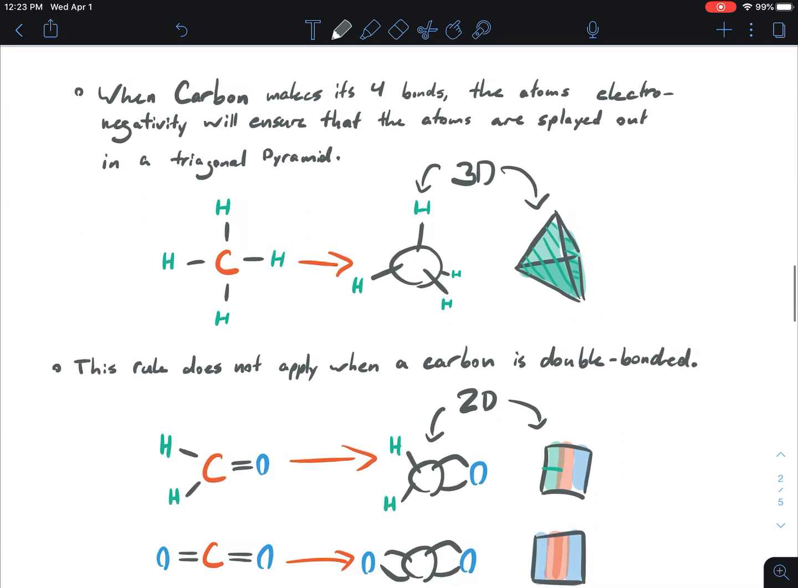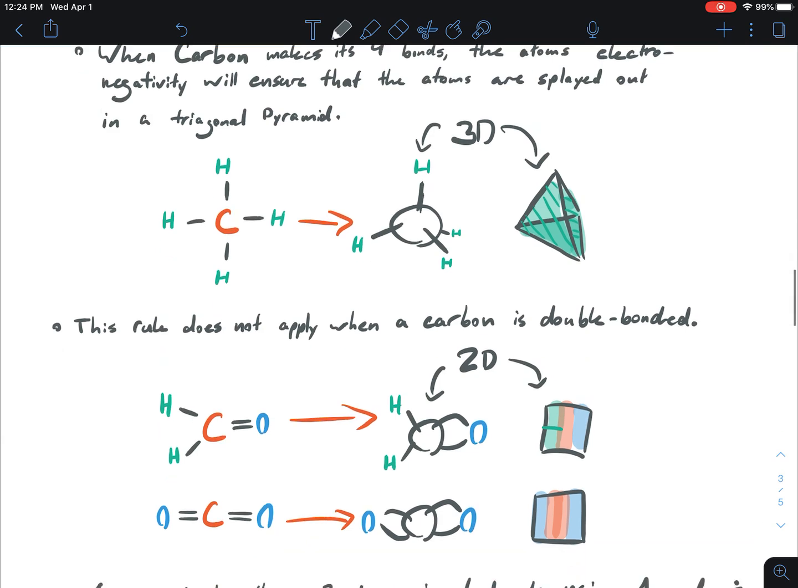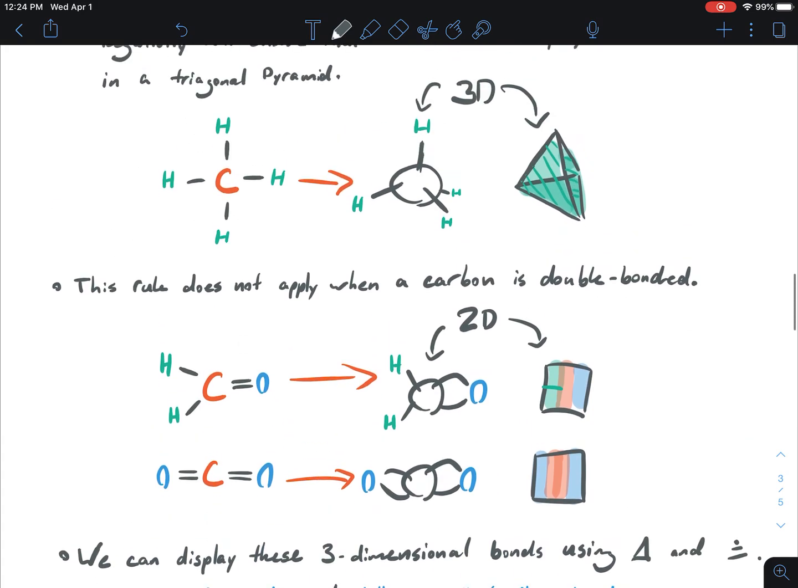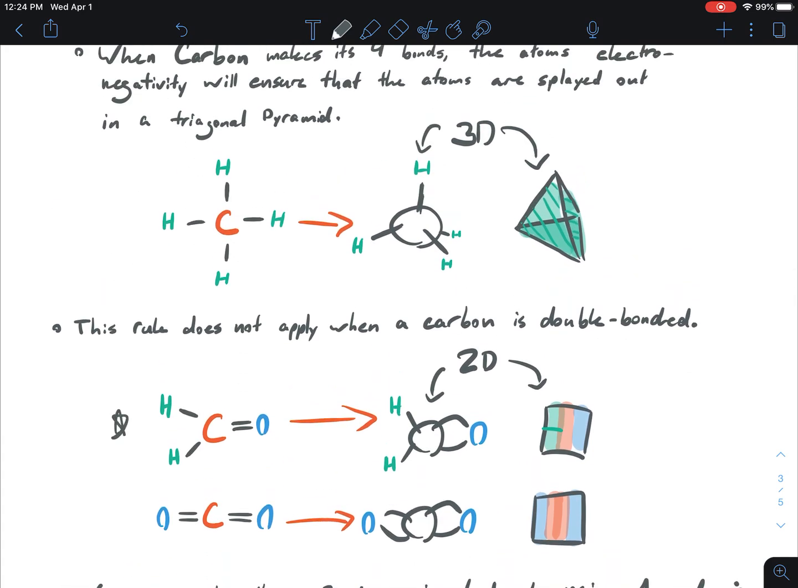Once we have that done, we can start converting it into a VSEPR model. When carbon makes its 4 bonds, the electron repulsion will ensure that the atoms are splayed out in a trigonal pyramid. So it's going to look something like this, kind of like the ball and stick structure, where there's 1 on the top and the 3 are splayed out, angling down. So it's going to show up in this kind of triangular pyramid shape. However, this rule does not apply when the carbon is double bonded. So when we see something like this, or like this, it's going to lie on a 2D flat surface.